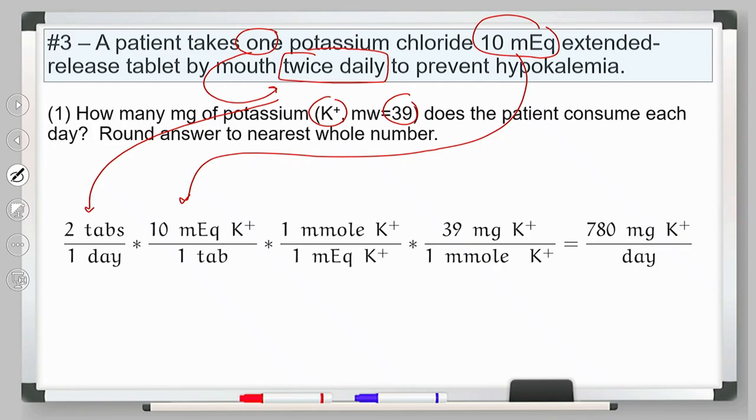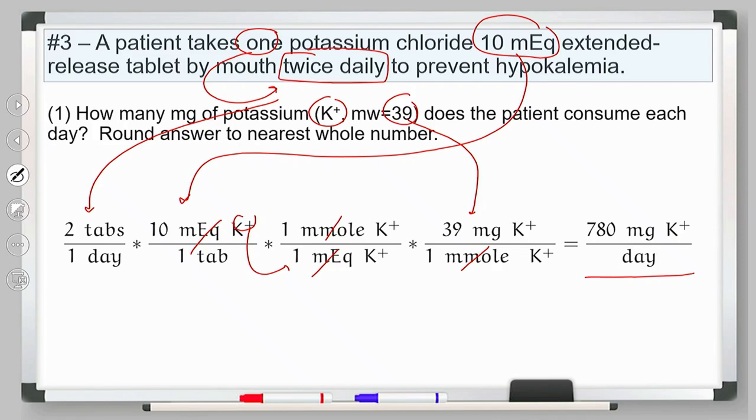All right. How many millimoles are in 20 milliequivalents? Well, because the charge is 1, there's 1 milliequivalent for every 1 millimole. So that converts milliequivalents to millimoles. I take the molecular weight in milligrams: 39 milligrams is equal to 1 millimole. So if I multiply by 39, millimoles cancel, and 2 times 10, which is 20, times 39 gives me 780 milligrams of potassium per day.